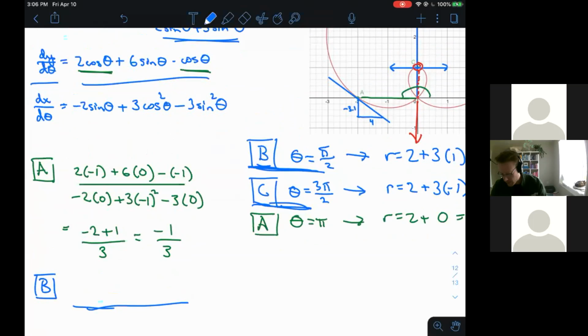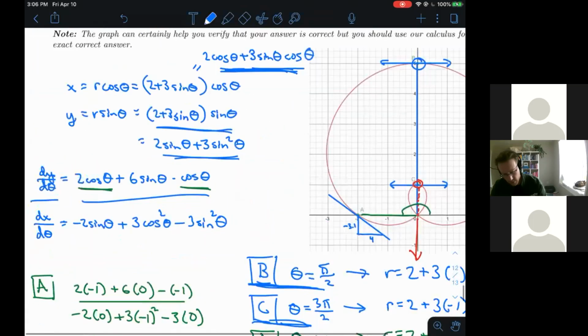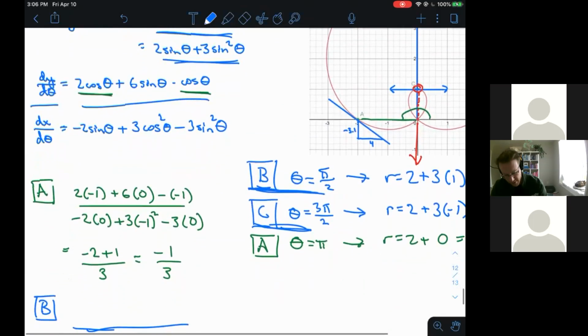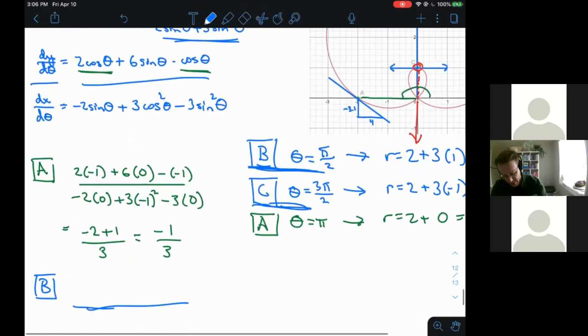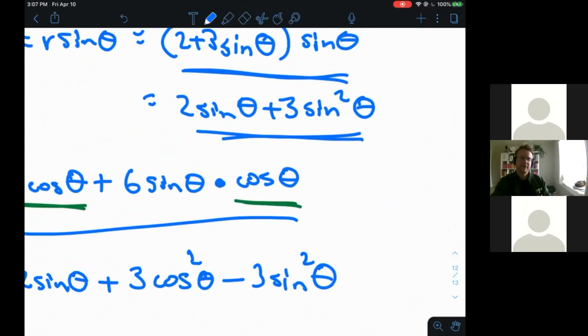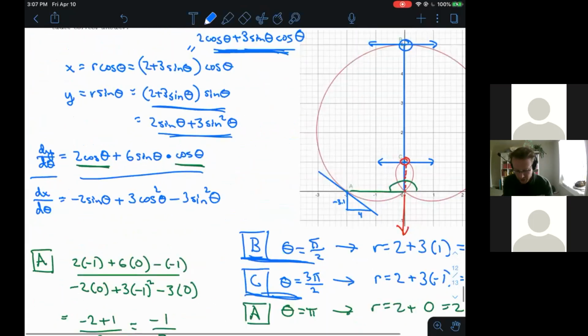what am I doing? Something's not going right here. What am I doing wrong, Alec? I'm very surprised. Pi over 2, this is going to give me 6 in the numerator. What have I done wrong? Oh, this is multiplication. That would do it. Sorry, I took that as addition.